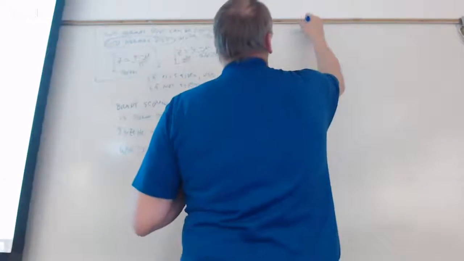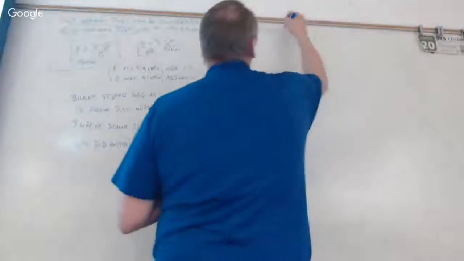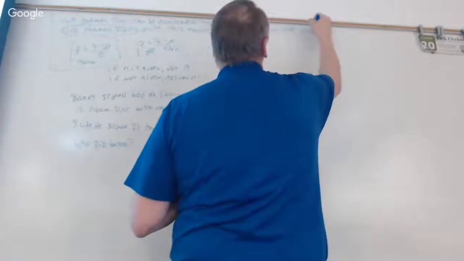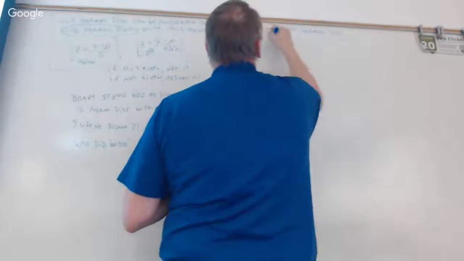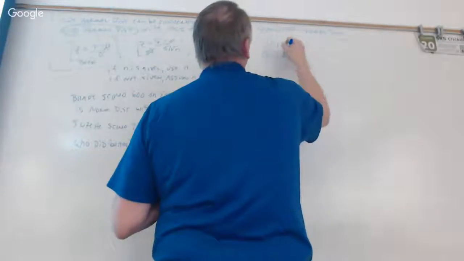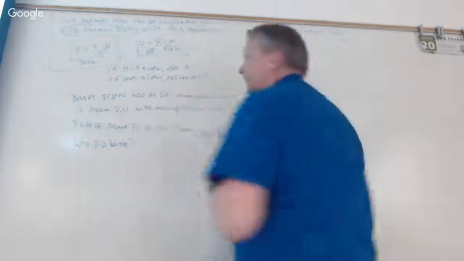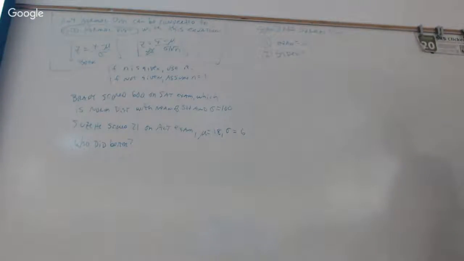The standard normal distribution always has a mean equal to 0 and a standard deviation equal to 1. And so what we can do is convert Brady and Suzette over to a standard normal distribution, and then we can compare them directly and see who did better.